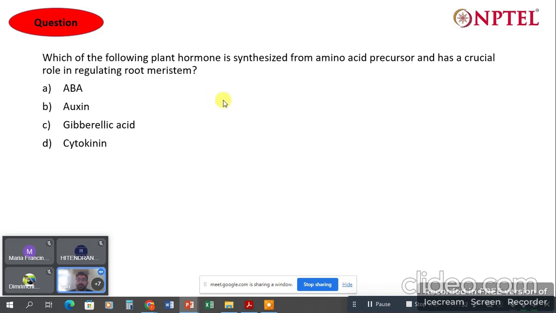Which of the following plant hormones is synthesized from an amino acid precursor and has a crucial role in regulating root meristem? The options are ABA, that is abscisic acid, auxin, gibberellic acid, or cytokinin. Can anybody take a guess?